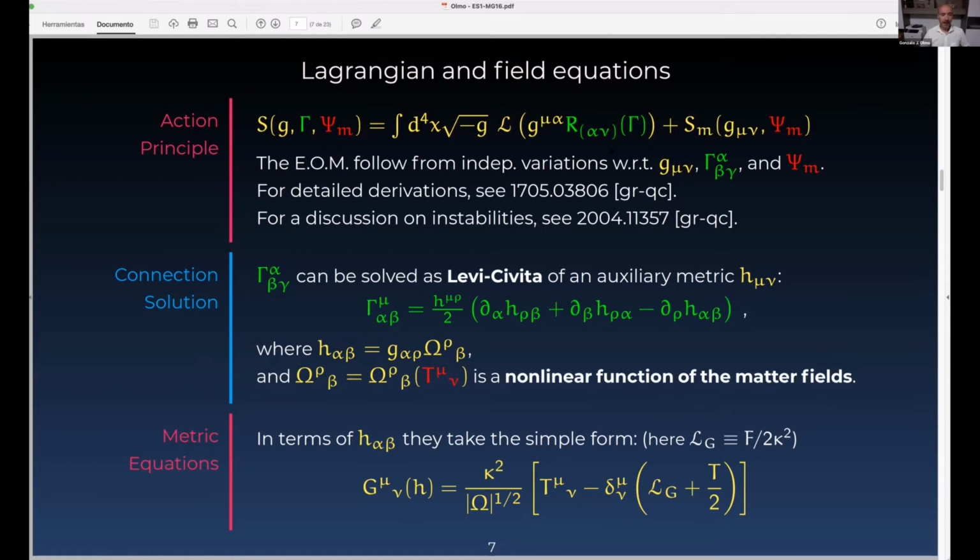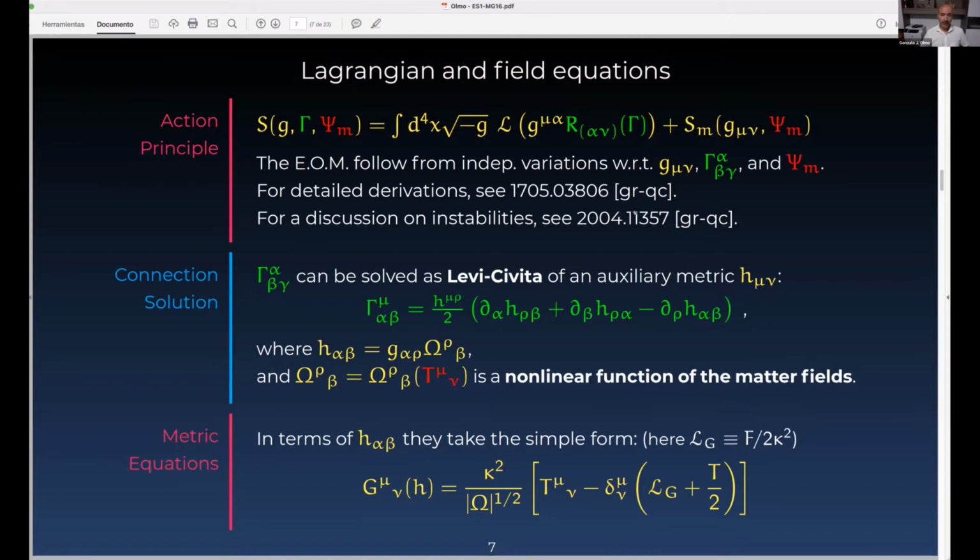So for any other matter source without fermions, torsion is really a gauge degree of freedom and can be gauged away that way. And for a discussion of instabilities in these theories and beyond, in the general case, not restricted to the symmetric case, you can see this paper by José Beltrán and Adrià Delon. It's very complete and nice.